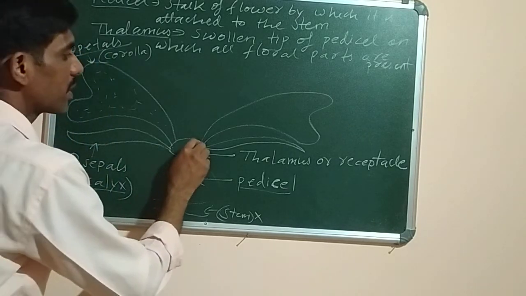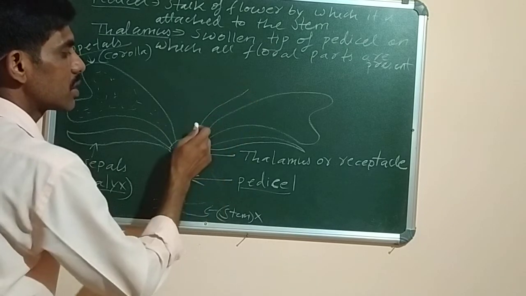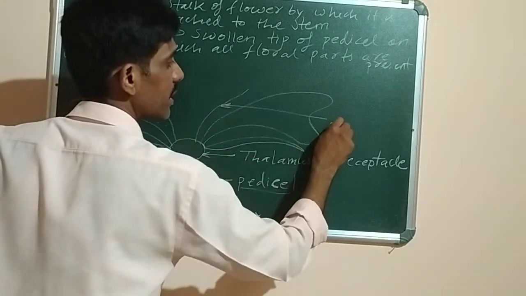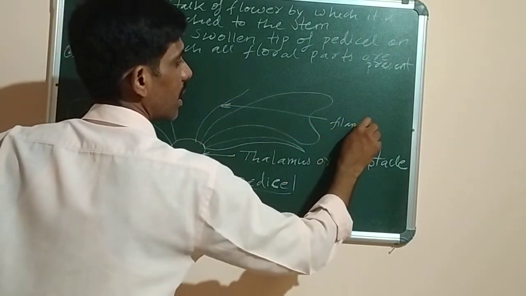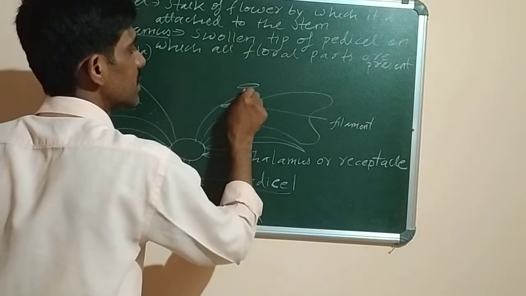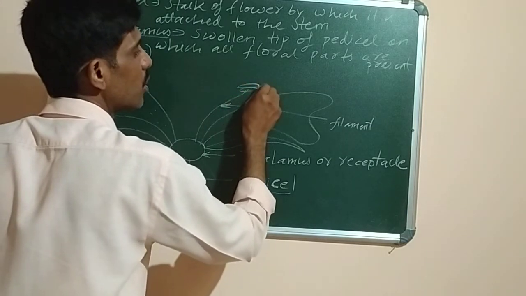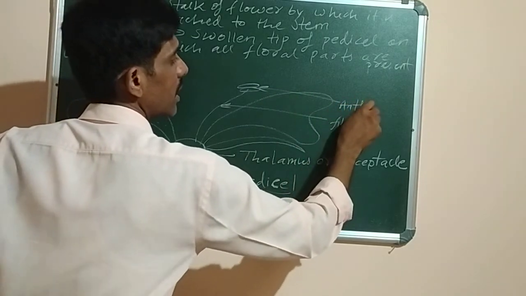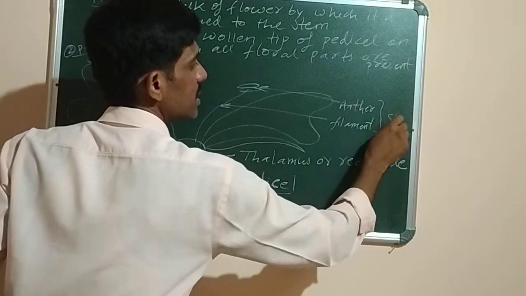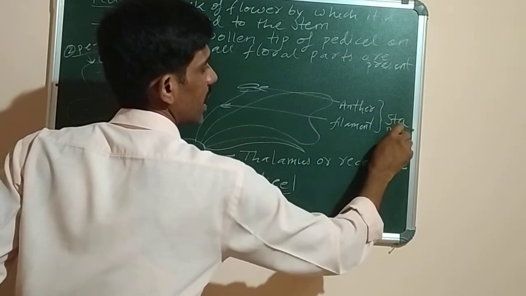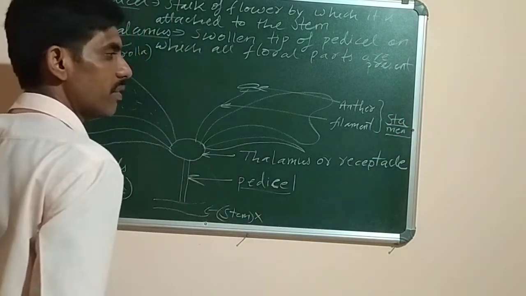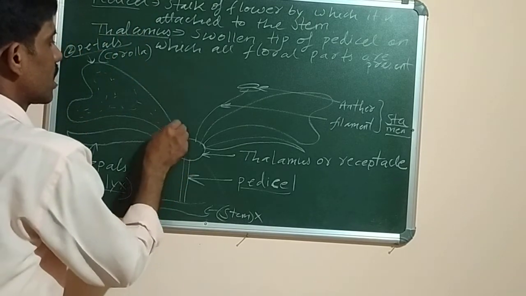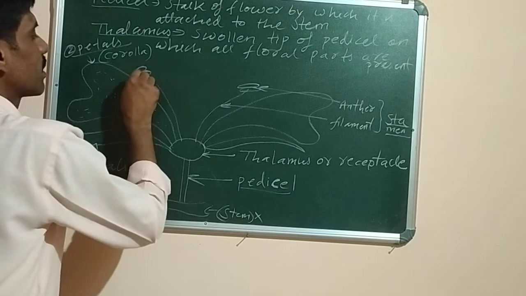The third one is the male part of the flower, which consists of a long stalk known as filament, and a bilobed anther. This is one lobe, this is another lobe, so it is called bilobed anther. Anther and filament together make one stamen, S-T-A-M-E-N. All the stamens together form the androecium, or the male part of the flower. Similarly here also I can draw one stamen.